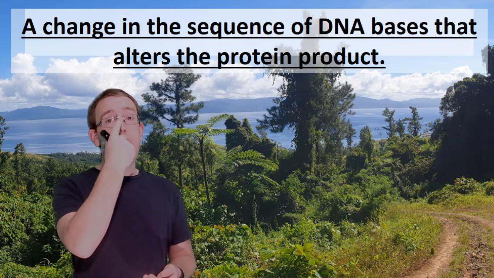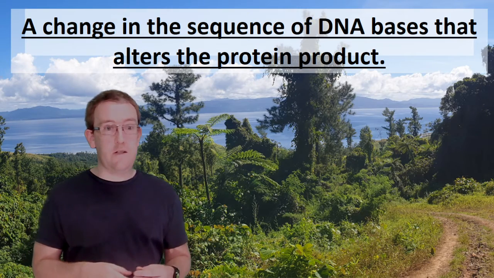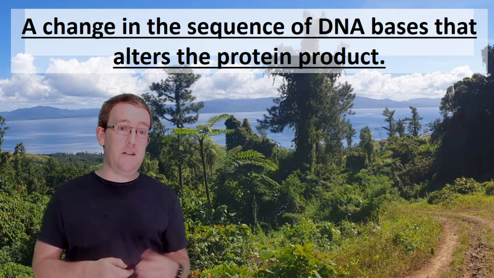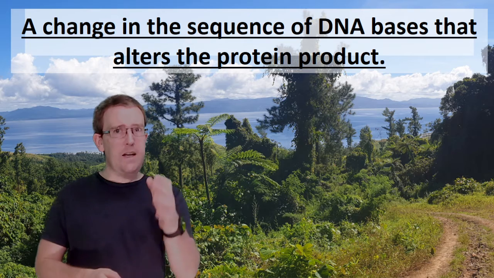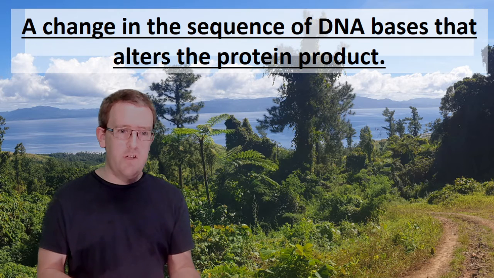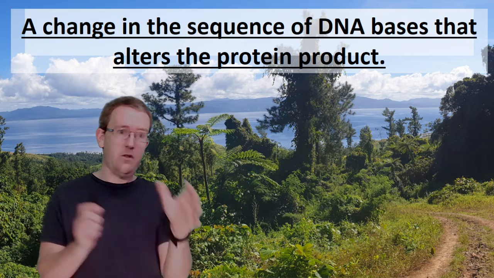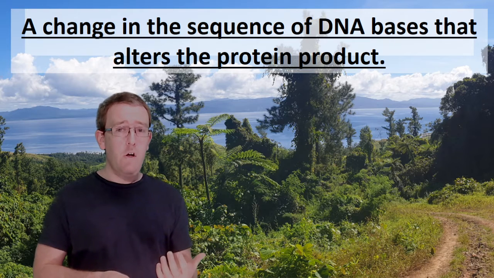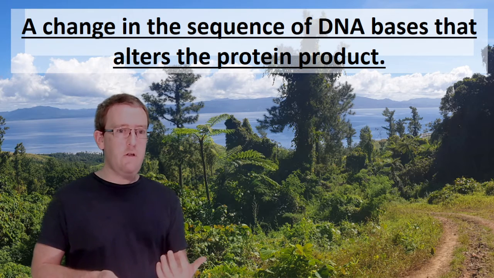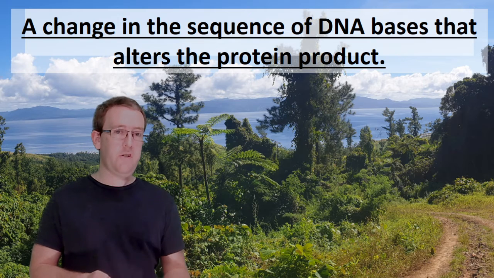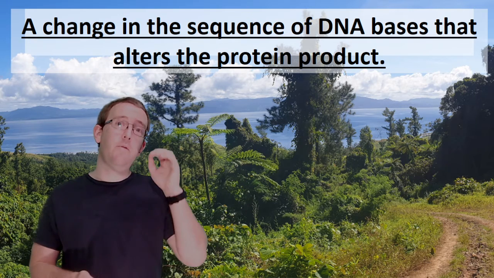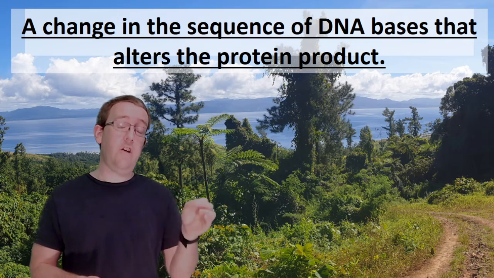So let's start with the definition, because it's always a good place to start. A change in the sequence of DNA bases that alters the protein product is a good definition of what a mutation is. Now you might be thinking, well hang on, you've already said in other lessons that there's loads of DNA that doesn't code for anything. So therefore, aren't there mutations that won't change the protein product? Yes, absolutely there are. They're called silent or neutral mutations. And yes, they do exist. But the ones we really notice are the ones that change the protein product.